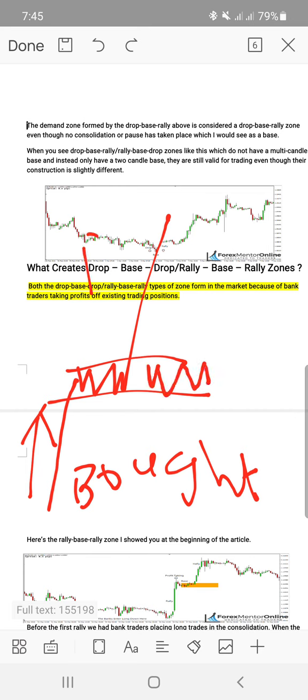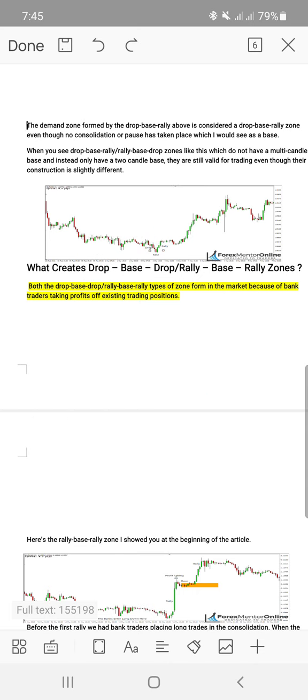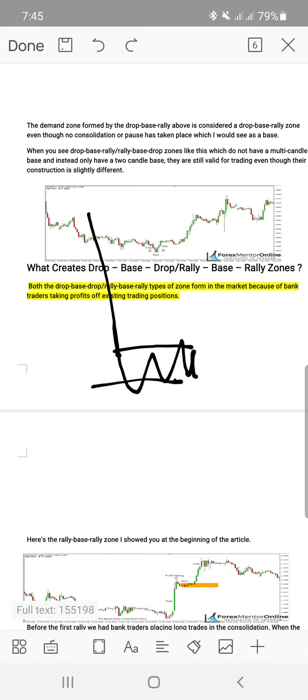Then this other rally formed because they bought again. The rally here means they bought again. You understand? Why? It's just the same principle that applies for drop-based drop. Institutional traders sold the market, right? Then it ranged. This point where it's ranging means they are taking profit, right? Then after they were done taking profit, they sold again. You understand? So this is just the principle behind the rally-based rally and the drop-based drop.